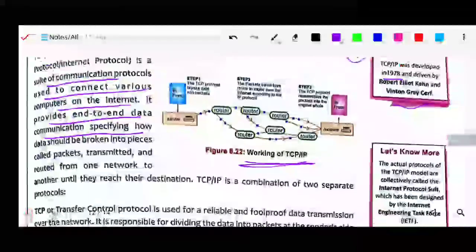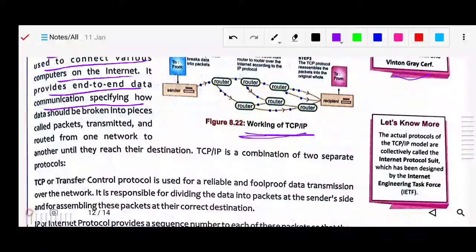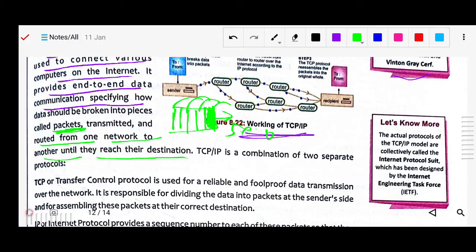As you know, we have already studied these packets. Packets means whatever data you are sending is divided into small portions. For example, when you transfer data from one phone to another, you see it sending in percentages, 5%, 10%. It means it is going in parts. All these different parts are called packets, transmitted and routed from one network to another until they reach the destination.